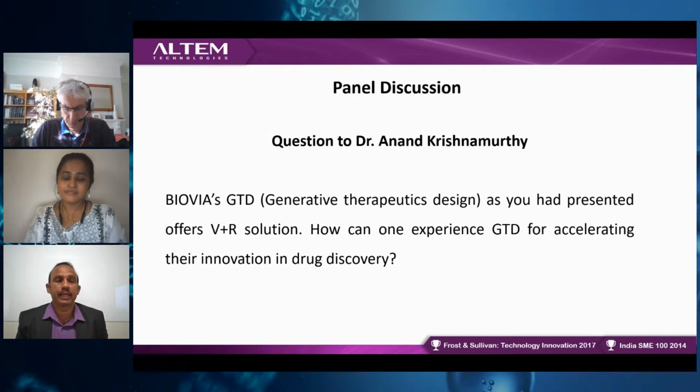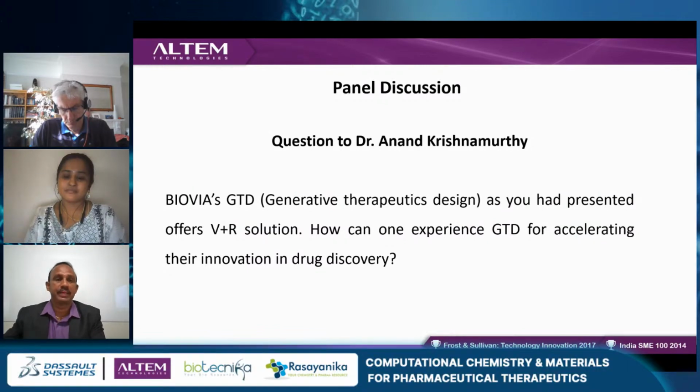And that is what a computational chemist will add on. So it is both a capability of virtual as well as real, which gives them a winning ideal candidate for that particular disease condition or the drug target. So how does one experience it?